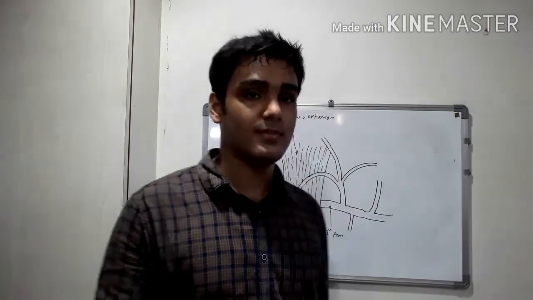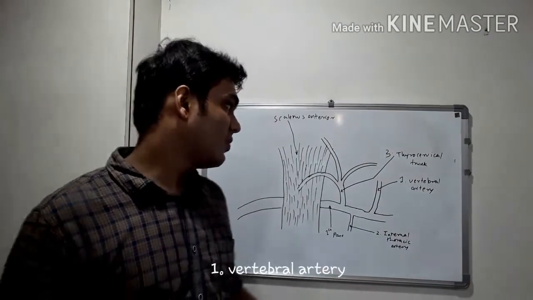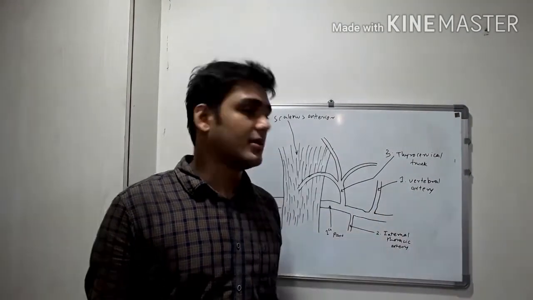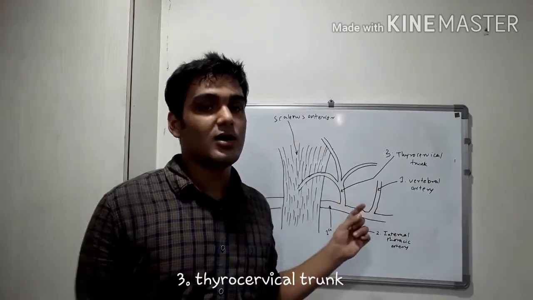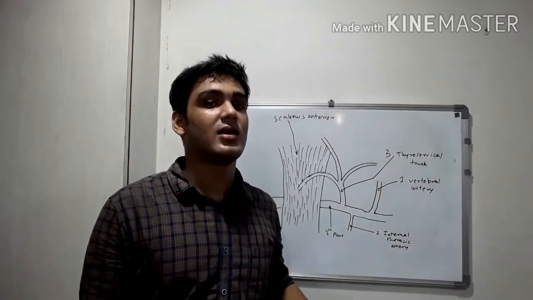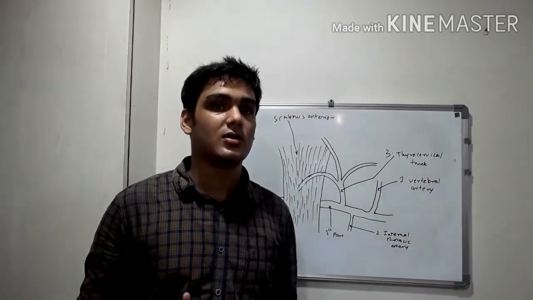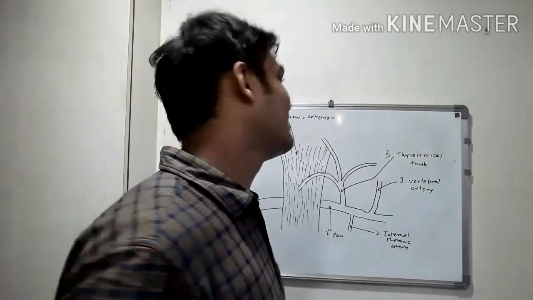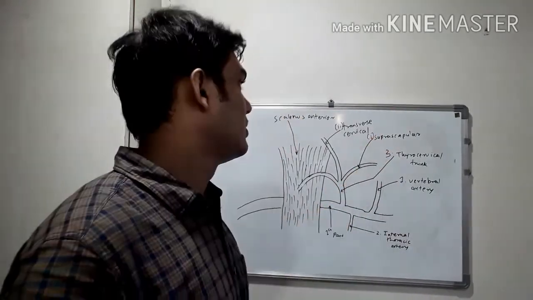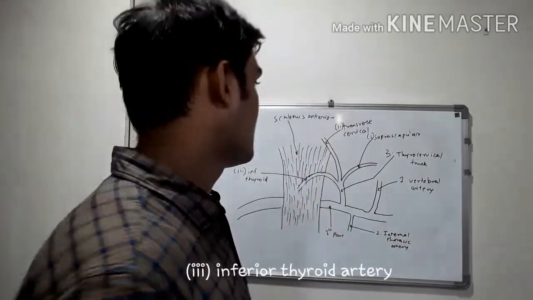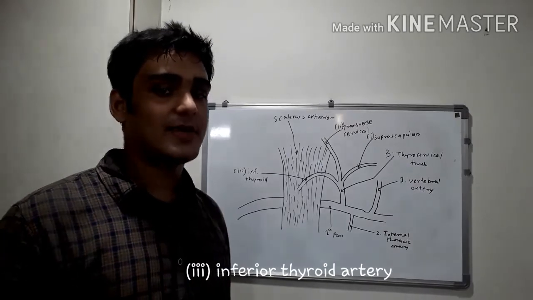So, let's name them. Talking about the branches of the first part of subclavian artery, we have number 1 the vertebral artery, then the internal thoracic artery, and the thyrocervical trunk. And you must have heard the name of this thyrocervical trunk and its branches, as they are involved in the anastomosis around the scapula. Well, that's an upper limb. This thyrocervical trunk further has 3 branches: the suprascapular branch, the transverse cervical branch, and the inferior thyroid artery, the one which is involved in the arterial supply of thyroid.